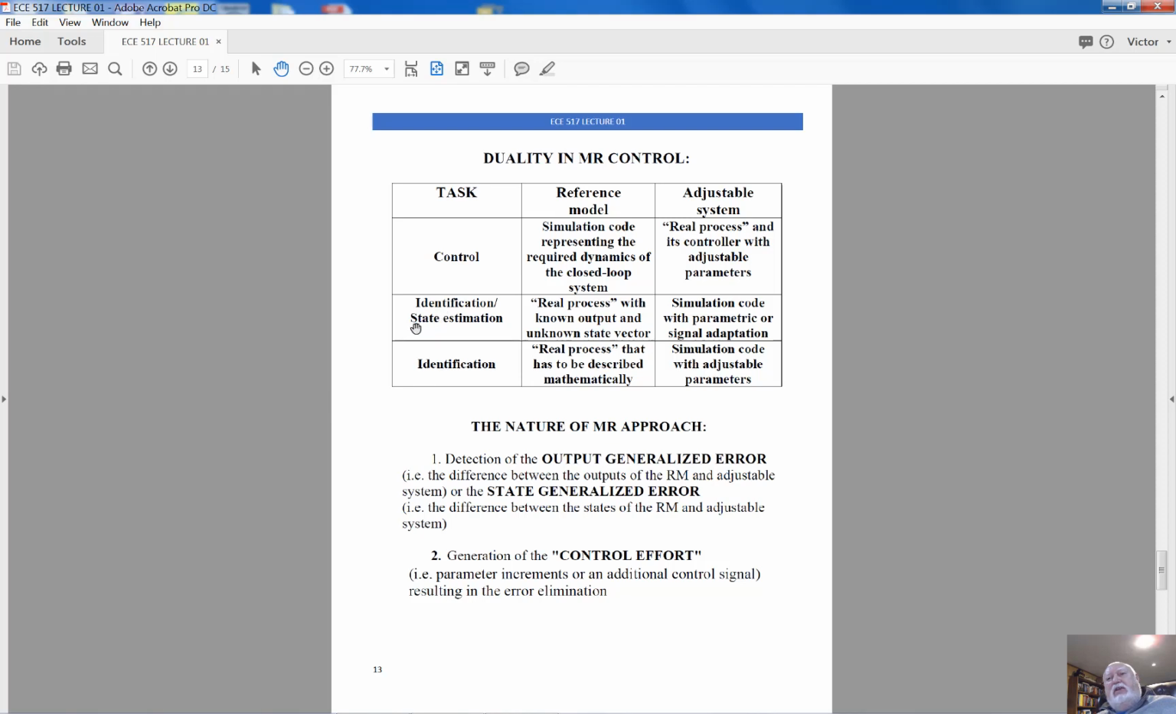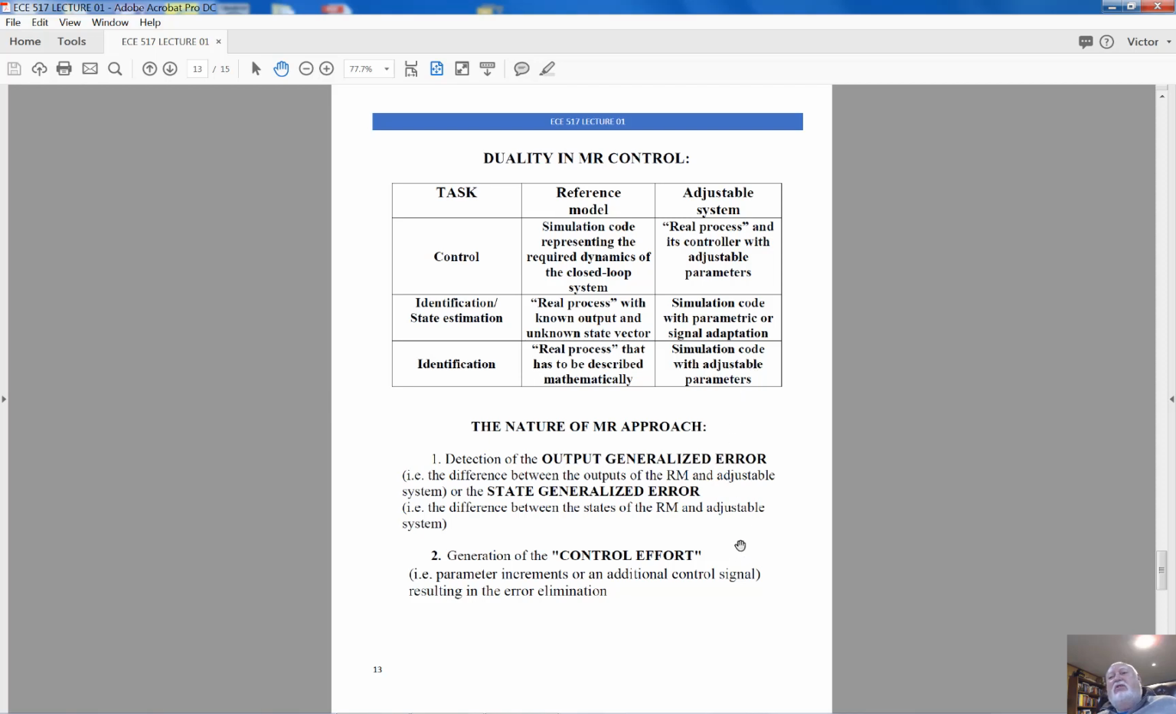In the case of identification or state estimation, the real process is the reference model. It's a real physical process with a known state vector, perhaps unknown parameters. The adjustable system is the simulation code with parameters, or with the ability to apply an additional signal for signal adaptation. And the same is for identification. The real process is the real physical system that has to be described mathematically, and the simulation code with adjustable parameters is the adjustable system.